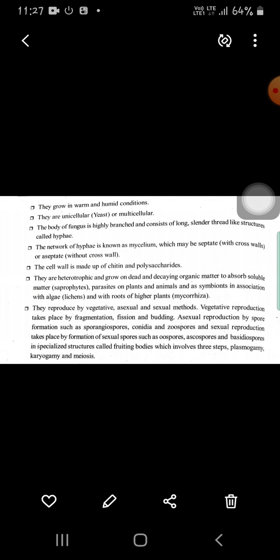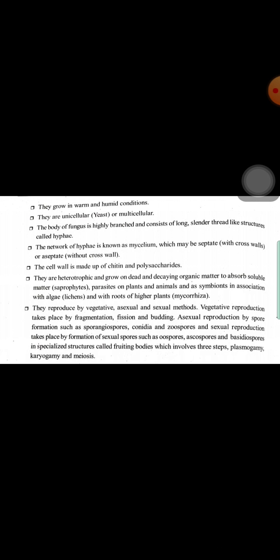So don't forget: they are heterotrophic, they are unicellular or multicellular, they live in warm and humid conditions. They have long thread-like hairs called hyphae, and this is further called mycelium. They may be septate or non-septate, and they have a wall made of chitin. They reproduce by sexual and asexual methods.